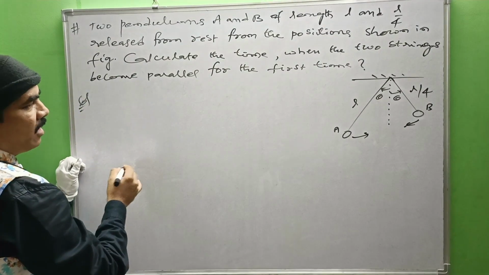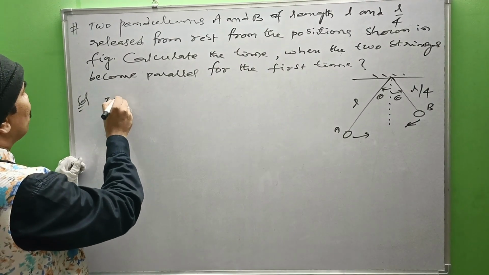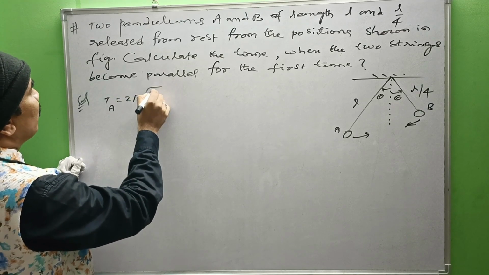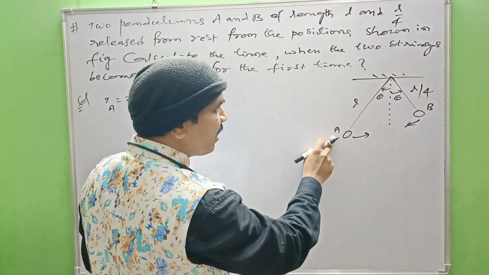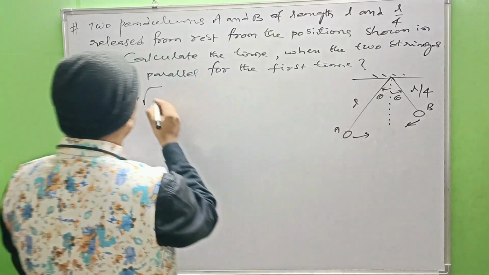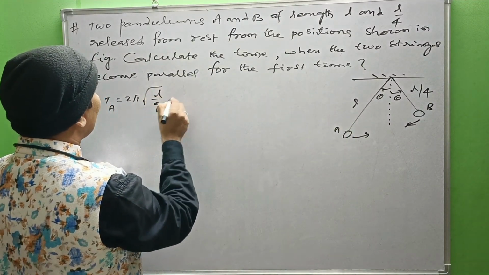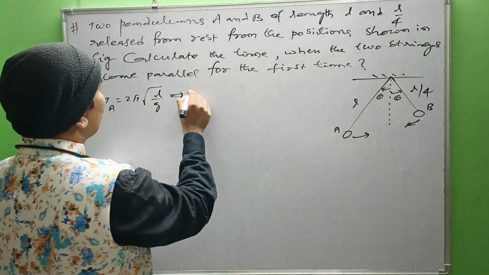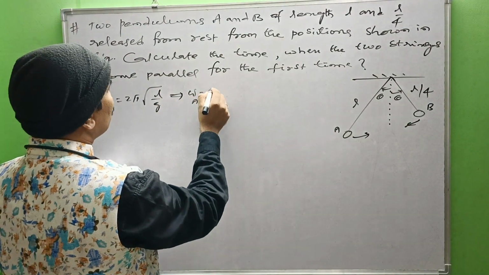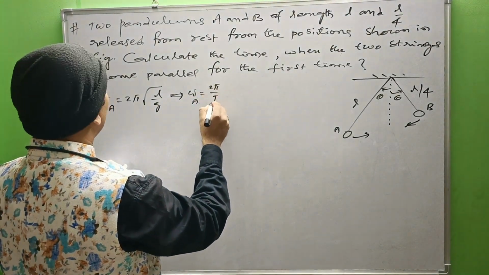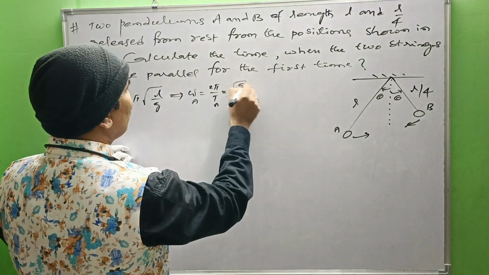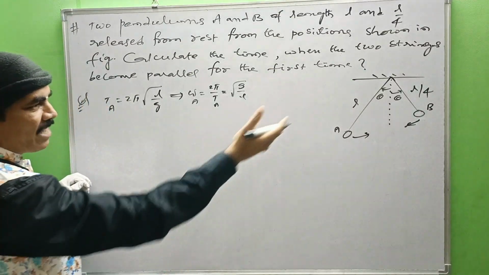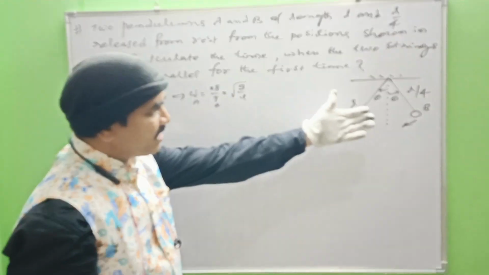Angular frequency, otherwise time period, Ta equal to, we know that, 2 pi root over L by G. Ta, the time period of oscillation of pendulum A, equal to 2 pi root L by G, implies omega A equal to 2 pi by Ta. That is 2 pi by T, in the sense root G by L. That's all. So in the same way, what is the period of oscillation of pendulum B?